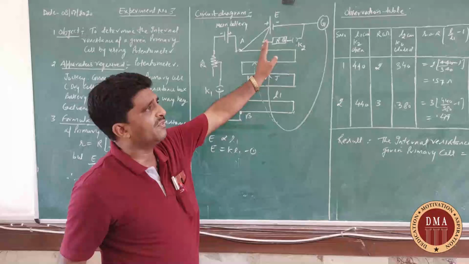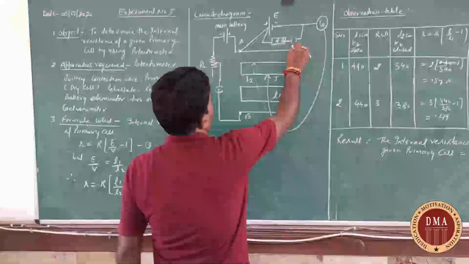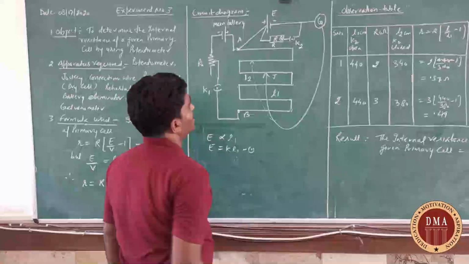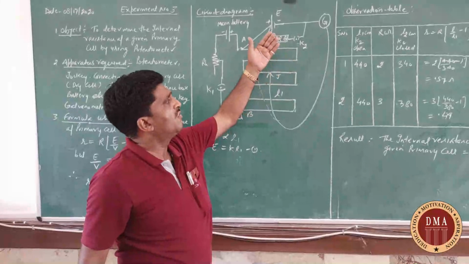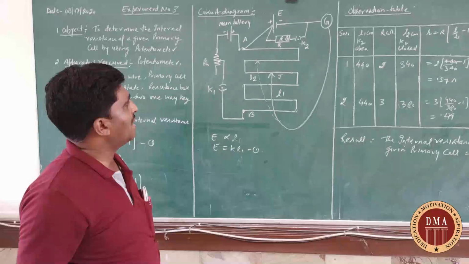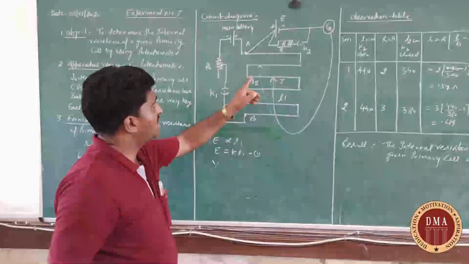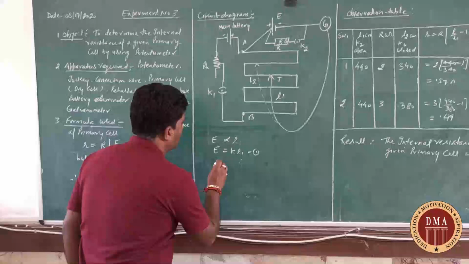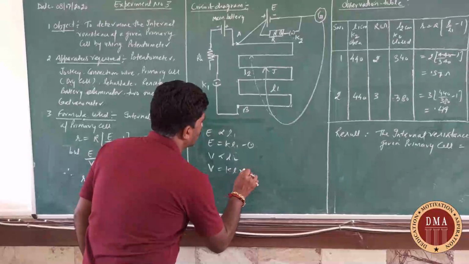And when K1 is closed and K2 is also closed, with some resistance offered with the help of the resistance box, 1 ohm, 2 ohm, 3 ohm, we will take the readings and find the balancing length. Now the balancing length is found at L2. In this situation current is drawn from the cell, so the potential difference across both terminals of the cell is called the terminal potential difference, which is called V. So now V is proportional to L2, V is equal to K L2, equation 2.